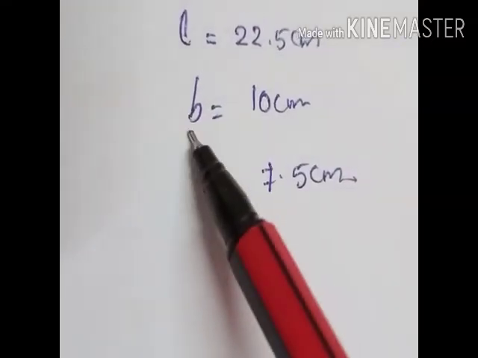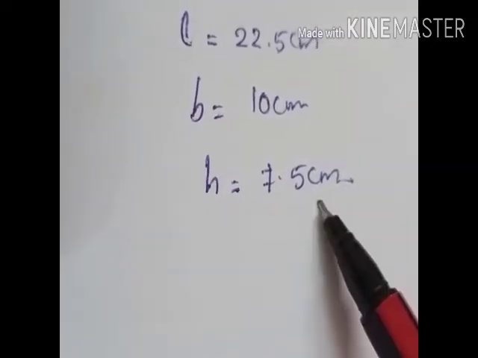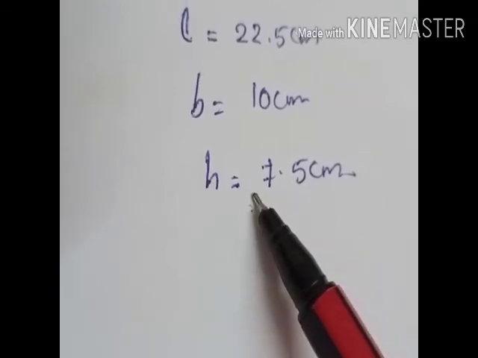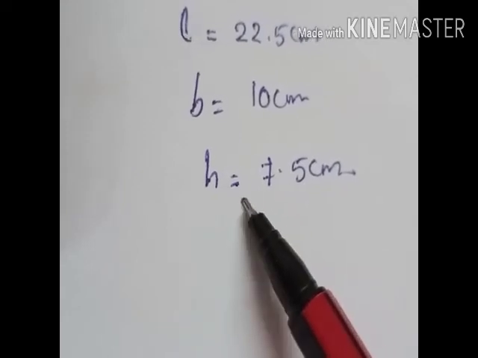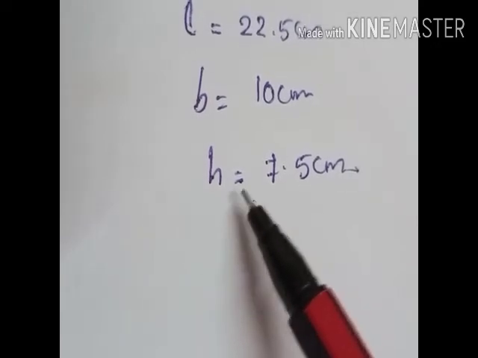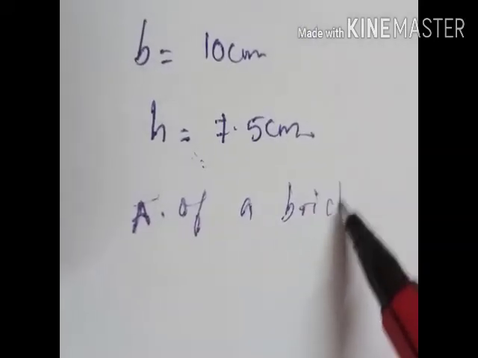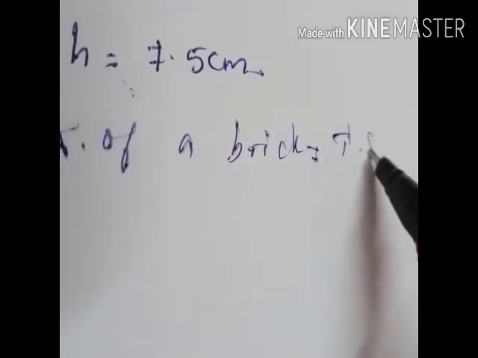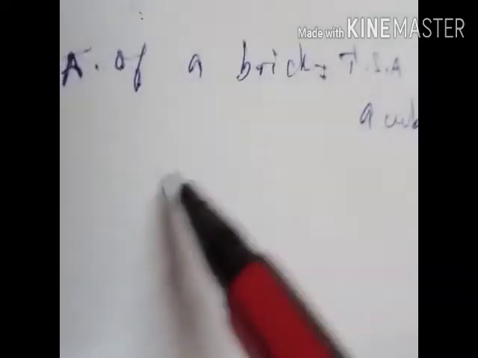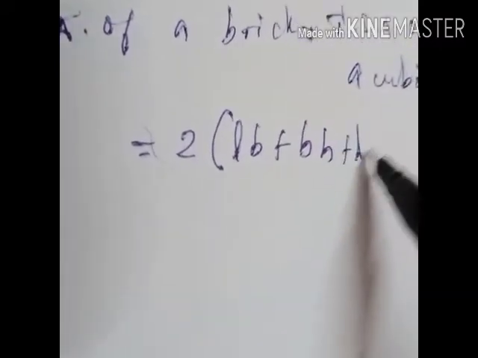According to the question, we got the values of L as 22.5 centimeter, B as 10 centimeter, and H as 7.5 centimeter. Here we have to find the area of a brick. Area of a brick means the total surface area of a brick. The brick is in the shape of a cuboid. So the area of a brick equals the TSA of a cuboid. What is the equation? 2 into (LB plus BH plus LH).